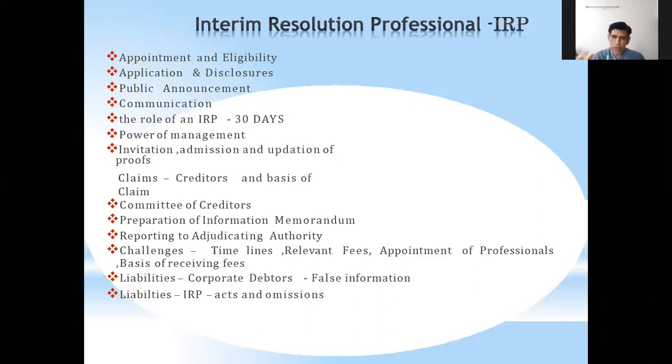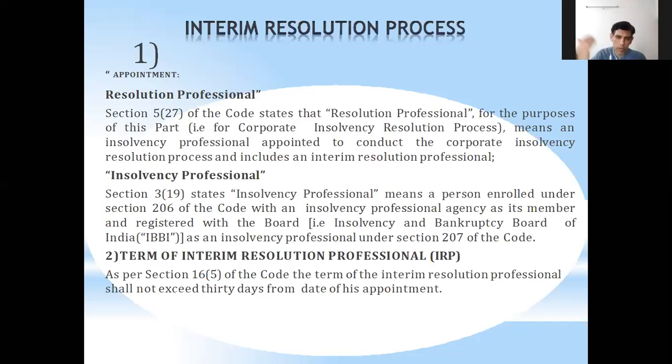So we'll discuss each of the areas, from the communication, the role of the IRP within the first 30 days, and after that, from 30 to 180 days, then 180 to 270 days, and after 270 days till the liquidation process, what can be the role of the IRP. So let us start with the appointment part.